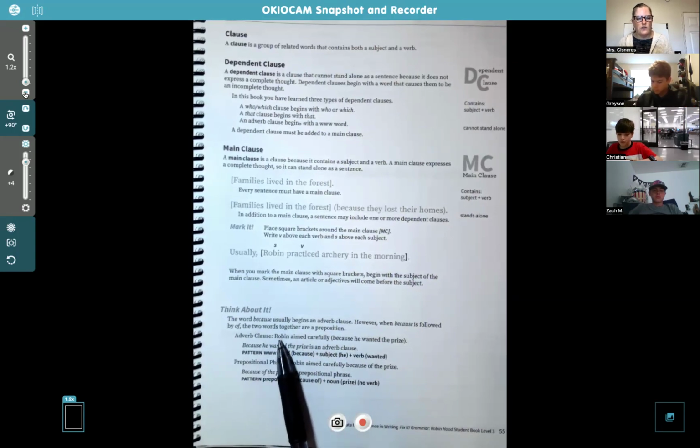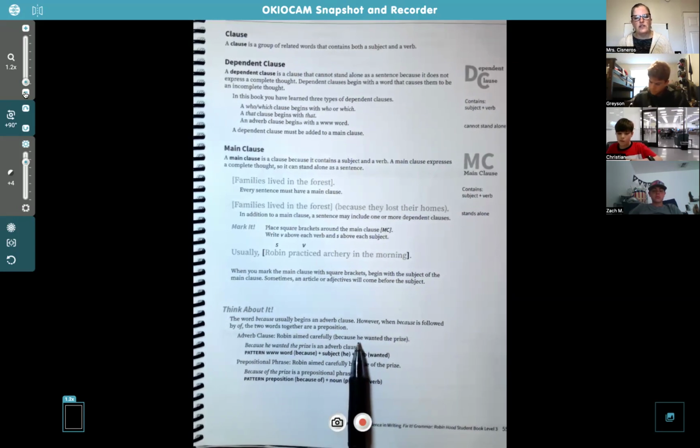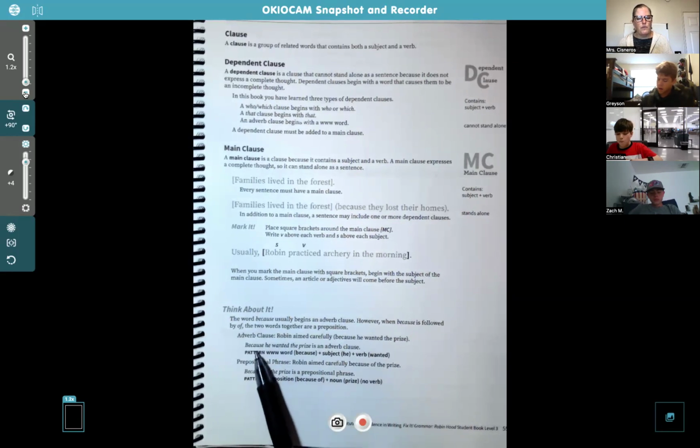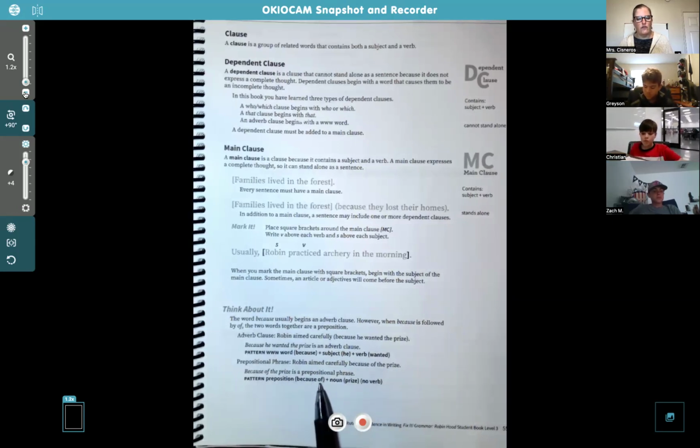The adverb clause right here says, Robin aimed carefully because he wanted the prize. That's a clause because you have the verb wanted, because he wanted the prize. The pattern is the www word because plus the subject he plus the verb wanted. But here it is as a prepositional phrase. Robin aimed carefully because of the prize. Because of the prize does not have a verb. So that follows this pattern, preposition because of plus noun prize, no verb.